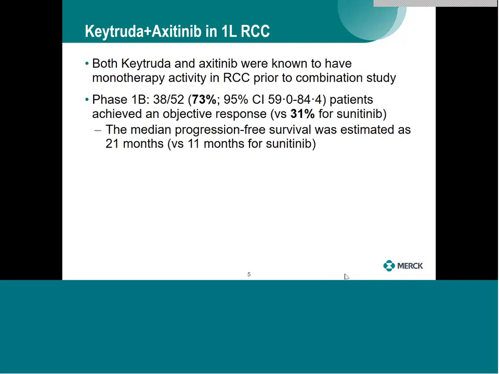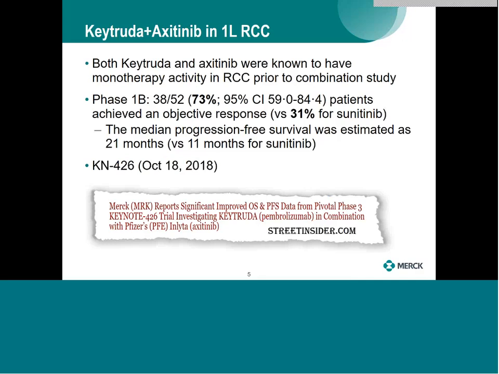For example, in the case of Keytruda plus axitinib in first-line RCC, renal cell carcinoma, we observed a 73% response rate early on based on a single-arm phase 1 study, and this compares favorably versus Sutent, which has a response rate of about 31%, and the median progression-free survival in this single-arm study was about 21 months versus 11 months for Sutent. To add to that, both drugs as monotherapies are known to be active in RCC. And the subsequent phase 3 study was a tremendous success. It stopped early for overwhelming survival benefit at the first interim analysis.